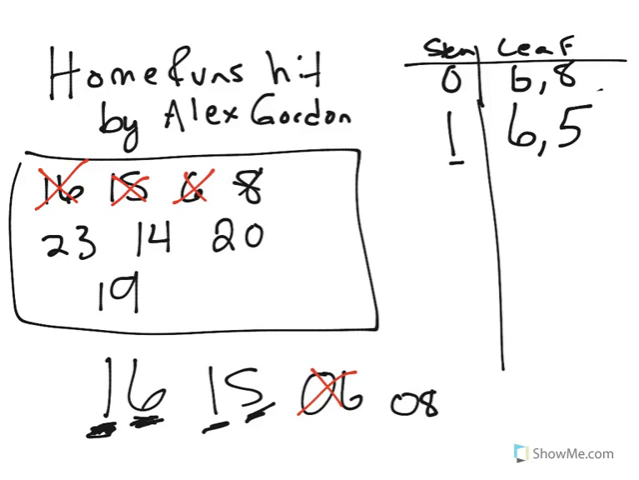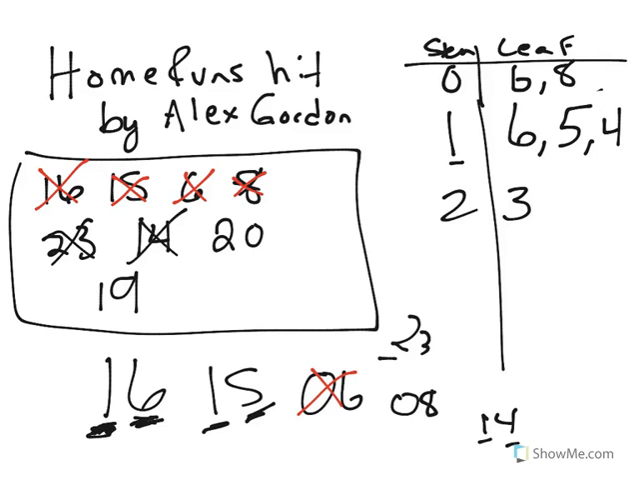The next one would be 23. I don't have a 2 on the stems yet. For 23, my stem would be 2, and my leaf would be 3. Then 14, stem would be 1, leaf would be 4, so I'm going to put 4 over here. Next one would be 20, so 2 is my stem, 0 is my leaf. Then the last one, 19. 1 would be my stem, 9 would be my leaf.